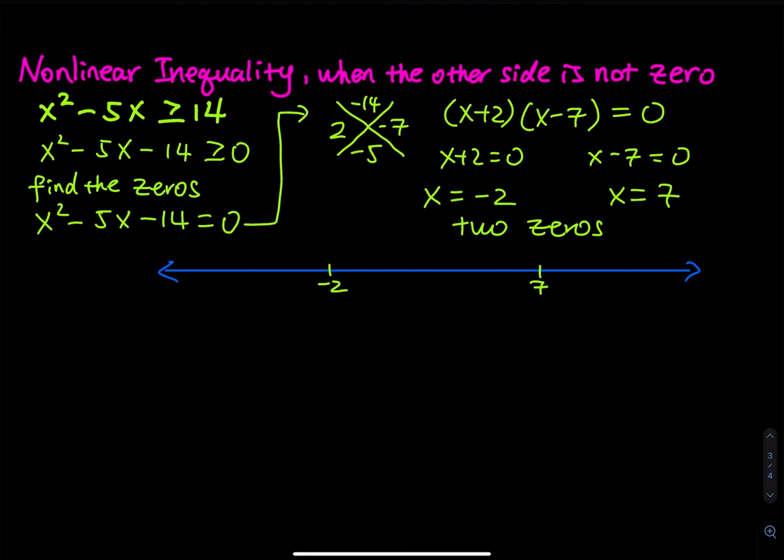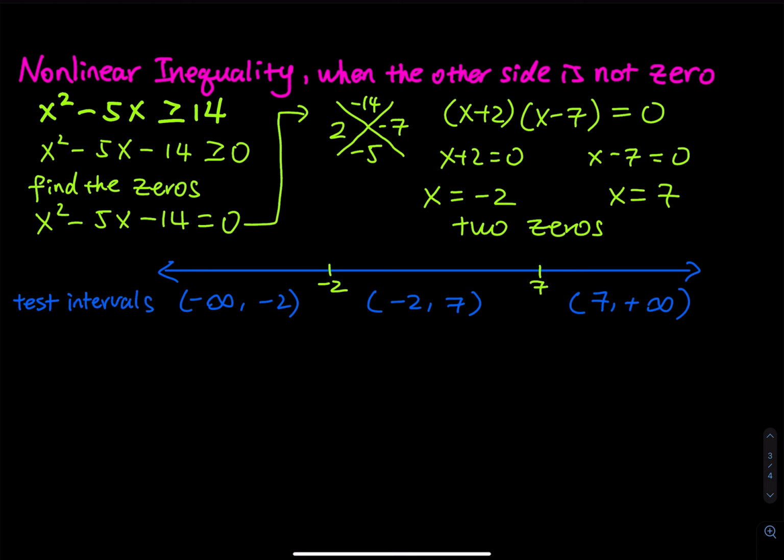The first interval is from negative infinity to negative 2. The second interval is from negative 2 to 7. And the last interval is from 7 to positive infinity. Use open intervals. I know there is an equal, but we will take care of the equal at the end. This is called the test intervals.